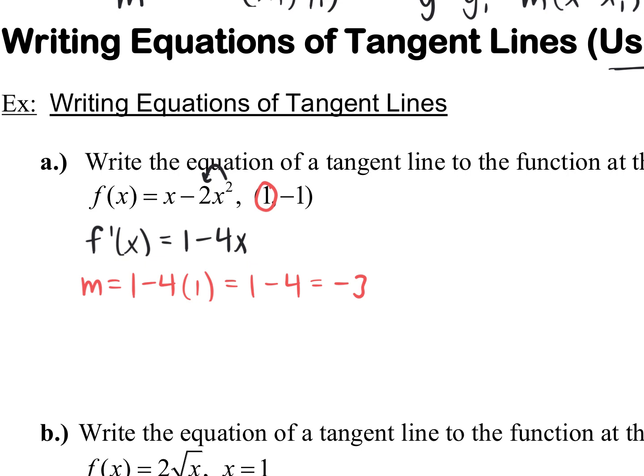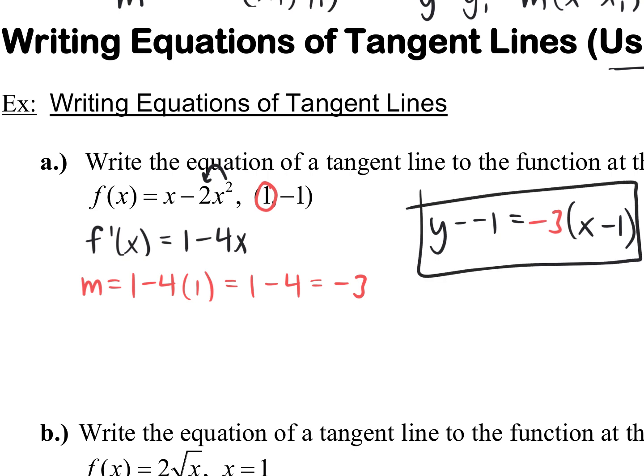Can I write an equation now? Yes, I can. My equation here is y minus y1, which is negative 1, is equal to my slope of negative 3 times x minus 1.